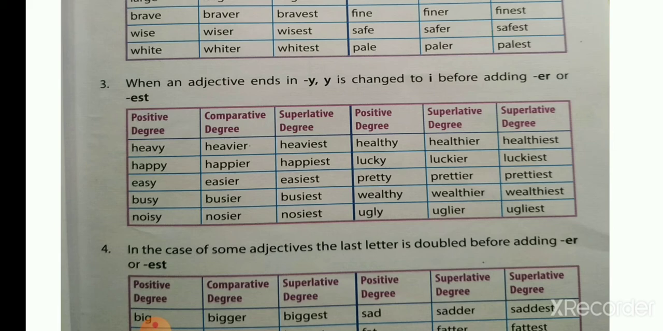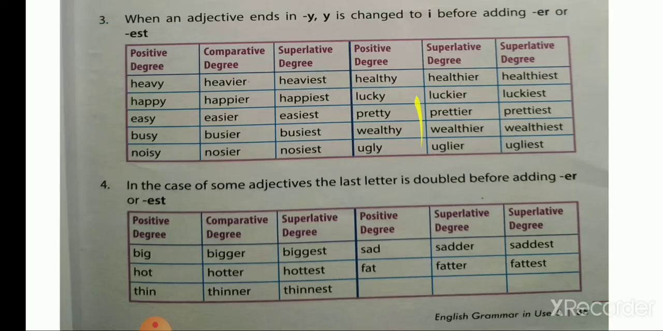ER or EST. Next rule. In the case of some adjectives, the last letter is doubled before adding ER or EST. In this, the last letters are doubled. Look here.